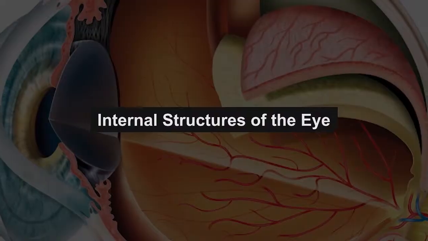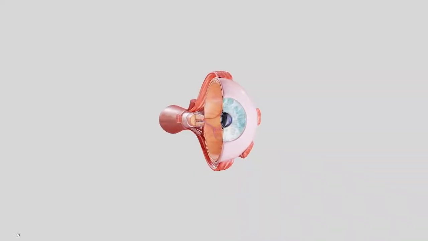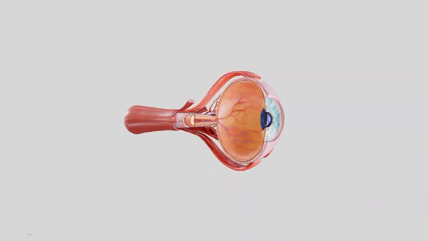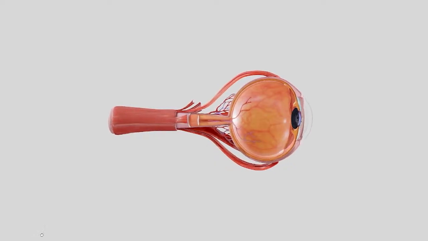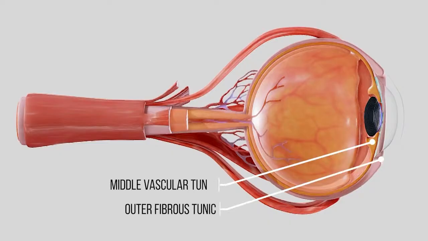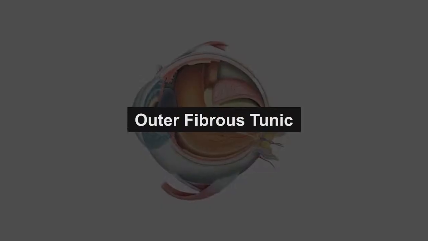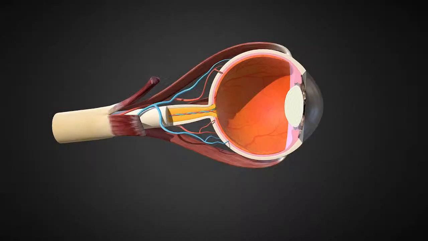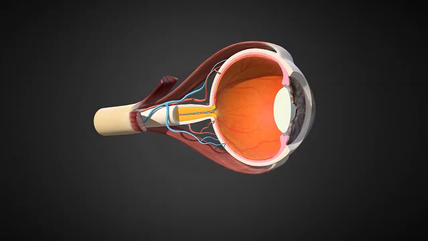Internal structures of the eye. Inside the eye, three primary layers form a complex system that transforms light into electrical signals. These layers are arranged concentrically and include the outer fibrous tunic, the middle vascular tunic, and the inner nervous tunic. Outer fibrous tunic. The outer fibrous tunic consists of the sclera and the cornea.